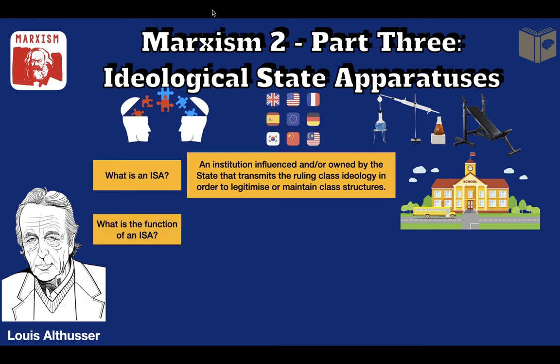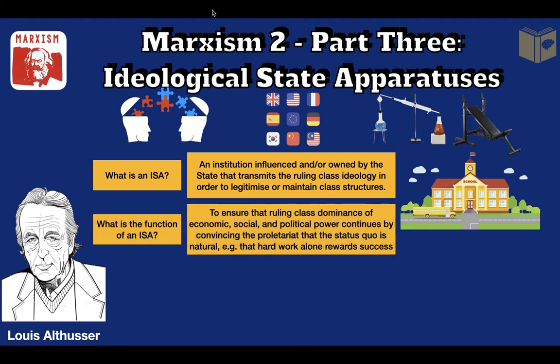Now, what is the function of an ISA? Well, to ensure that the ruling class dominance of the economic, social and political power continues, that the status quo remains, by convincing the proletariat that the status quo is natural. So an example might be that hard work alone does reward success, and therefore people can continue to work hard without questioning the system. Finally, how does an ISA work?